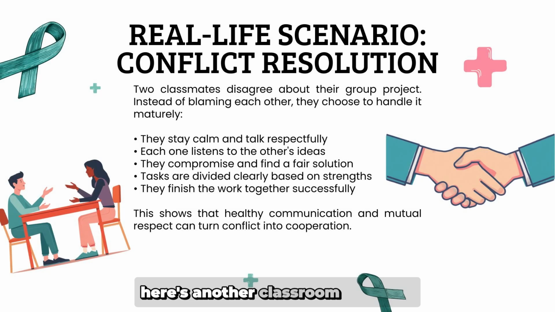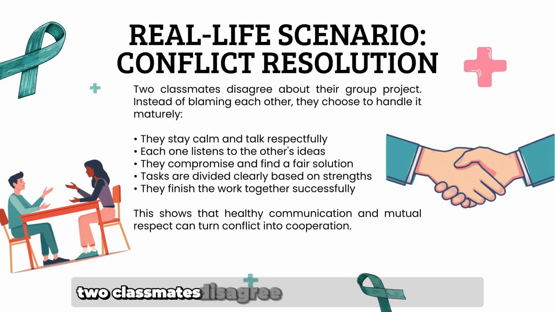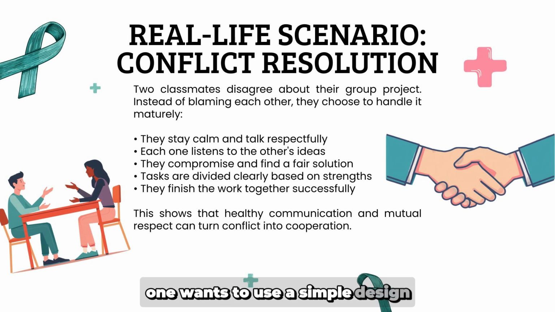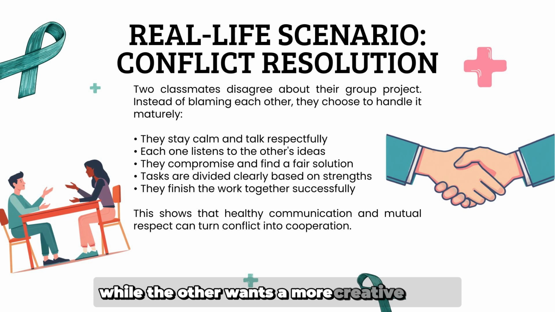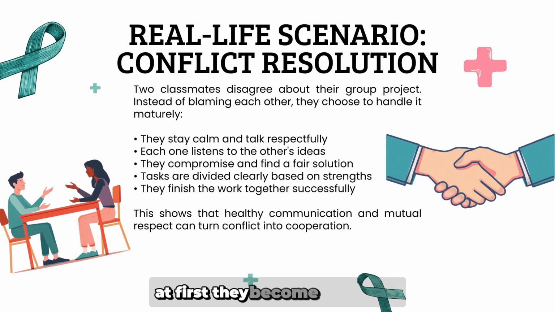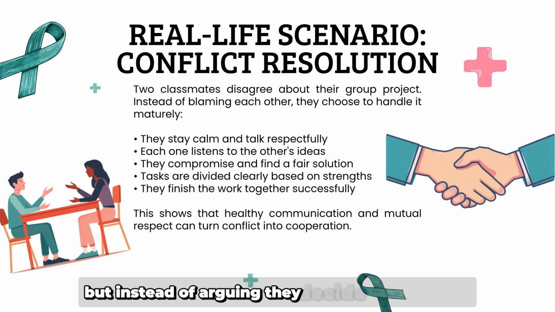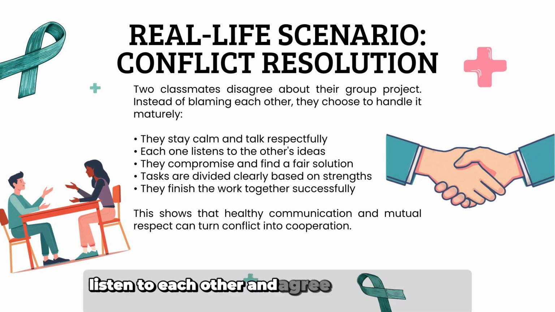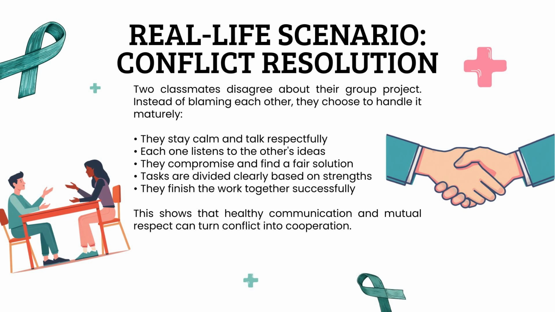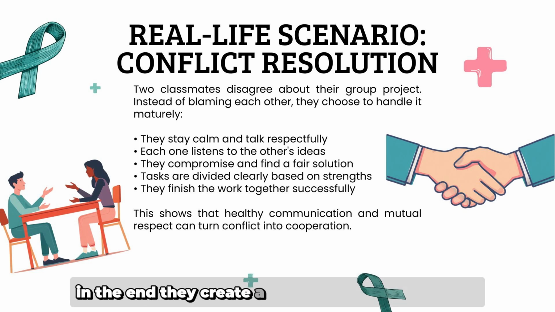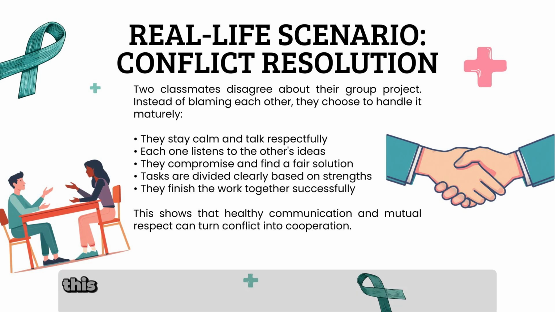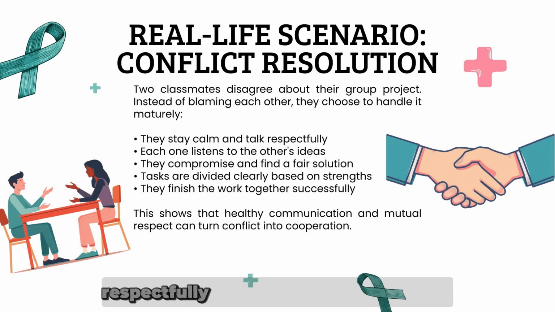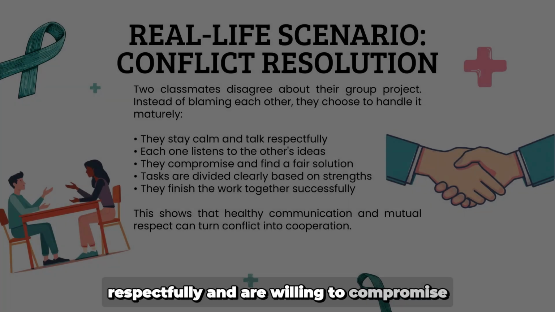Here's another classroom situation. Two classmates disagree about their group project. One wants to use a simple design while the other wants a more creative layout. At first, they become frustrated, but instead of arguing, they decide to talk calmly. They explain their ideas, listen to each other, and agree to combine both suggestions. In the end, they create a simple but creative output. This shows that conflict can be resolved when people communicate respectfully and are willing to compromise.